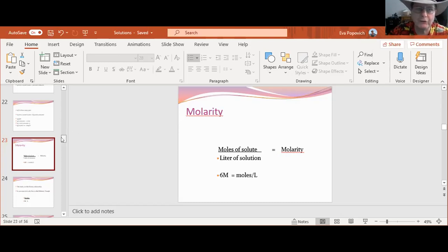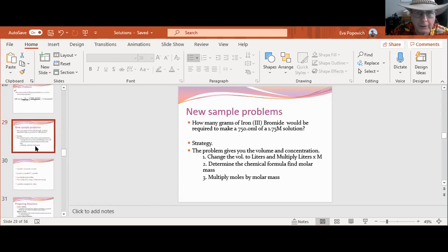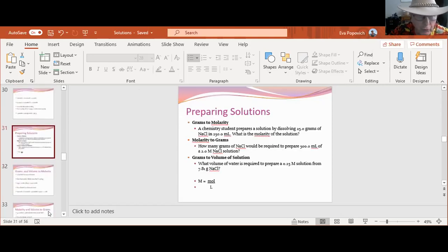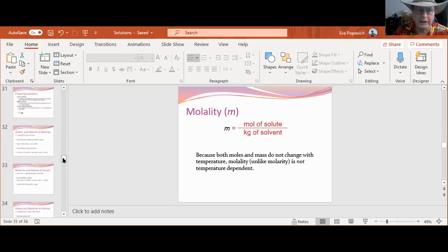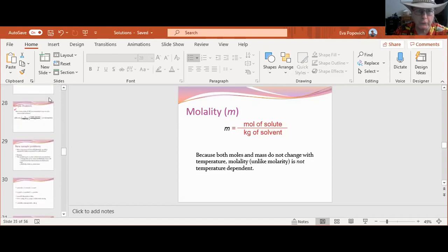So we had to develop a different concentration term, and it's called molality. Molarity is designated with the big M. Molality is designated by a little m, and it is slightly different. Molality is moles of the solute over kilograms of the solvent. Remember, molarity was moles.